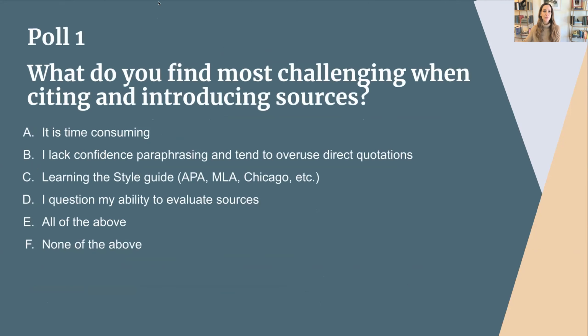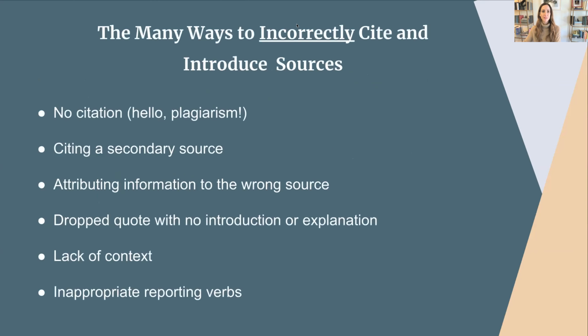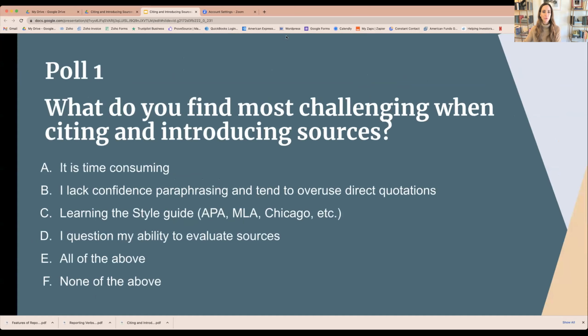I want to start by just taking a poll. What do you find most challenging when citing and introducing sources? We talked about some of these challenges. I'm just curious to hear from you. Do you feel that it's just really time consuming? Do you lack confidence paraphrasing? Do you have difficulty learning the style guide? Do you question your ability to evaluate sources? Perhaps it's all of the above or none of the above. Let me just launch this poll one moment.